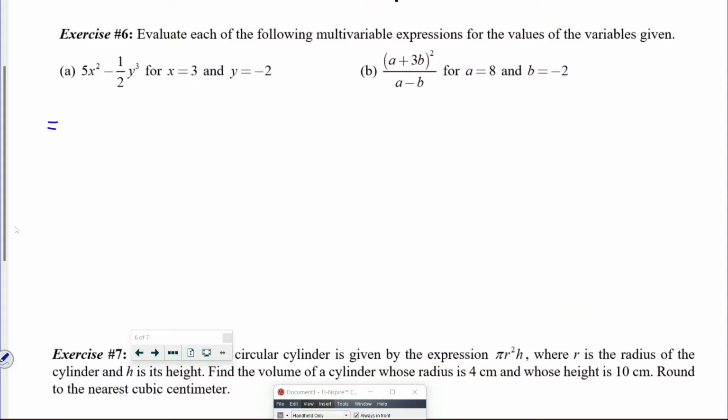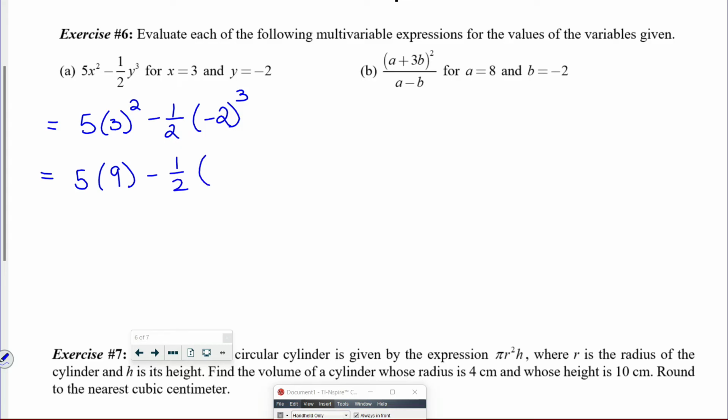First things first, I'm going to substitute 3 in for x, and I'm going to substitute -2 in for y. My order of operations says I should do those exponents first. 3 to the second power is 9. And -2 to the third power is -2 times -2, which is 4, times -2, which is -8. 5 times 9 is 45, and -1/2 times -8 is +4. So I find that that first expression is equal to 49.